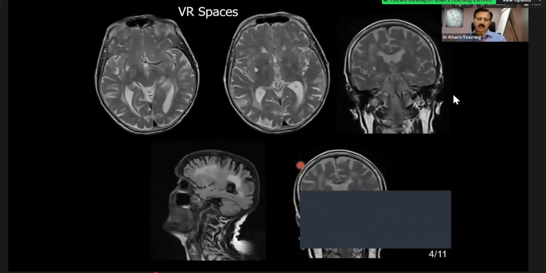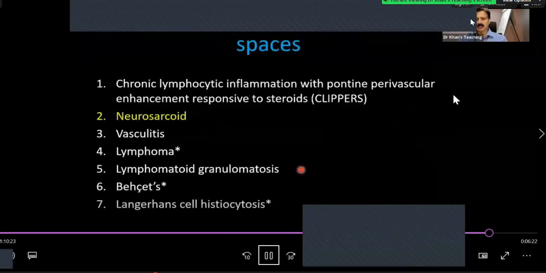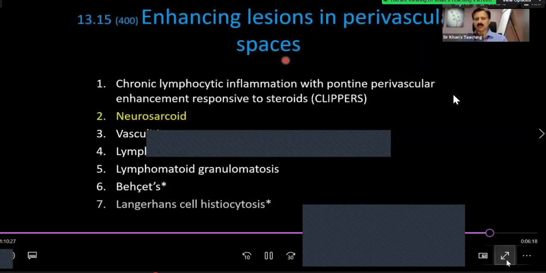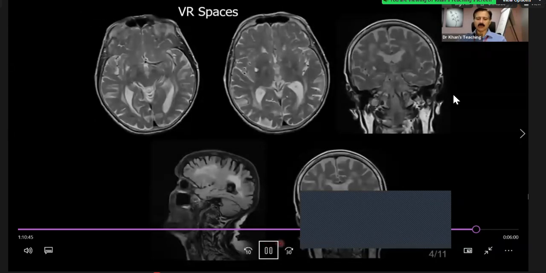So let's go back. By the way, I am going to come back to that case, which was the sarcoidosis case, which you picked up, that infundibulum case. But first of all, let's develop our concepts. And these concepts are about perivascular spaces. By the way, there is a differential diagnosis in your book, which is enhancing lesions in perivascular space. This is the first time in Chapman this has been included. And neurosarcoidosis is there. Neurosarcoidosis is the greatest mimicker in neuroradiology.